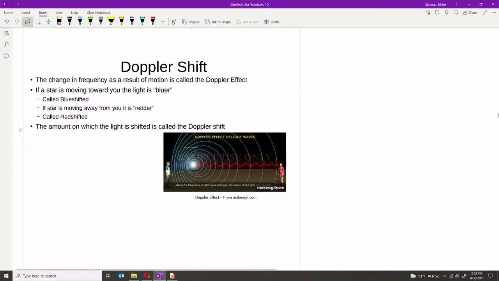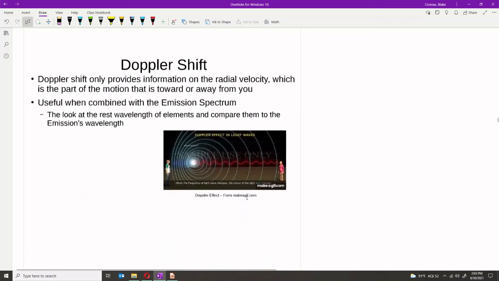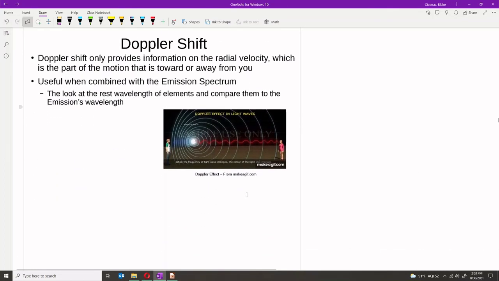And we can actually use this, of course, to figure out where stars are, whether they're moving away from us, towards us, and all sorts of other good stuff. But it only provides information on the radial velocity, which is the part of the motion that is either moving toward or away from you. It's not going to affect any of the other velocities that might be going on. And I've told you, and we've talked about it, there are many velocities that every little planetary body is experiencing.